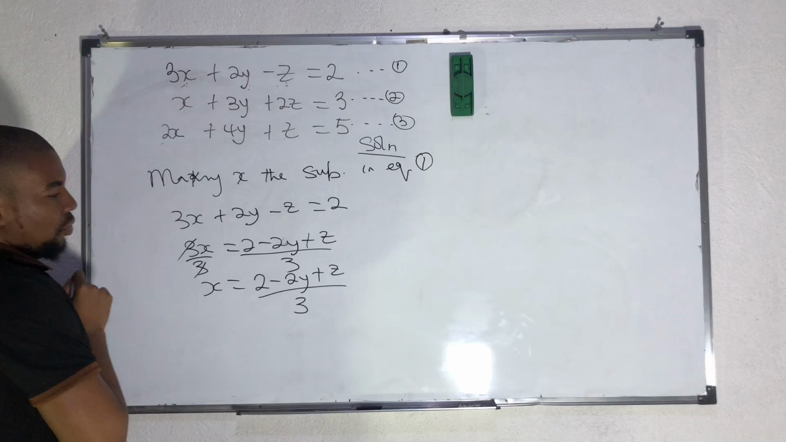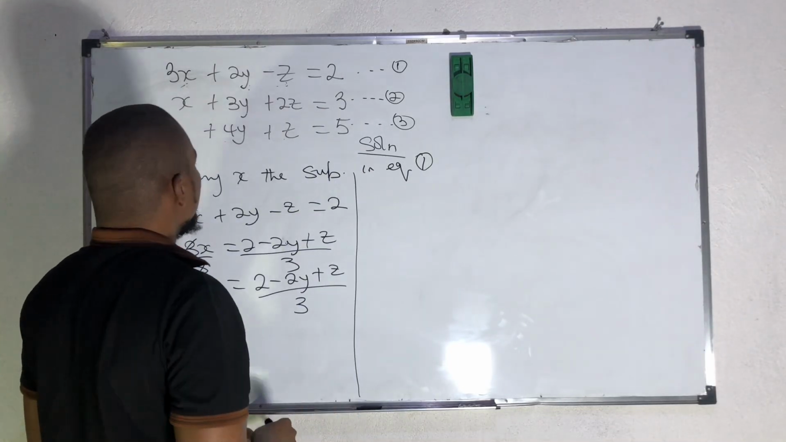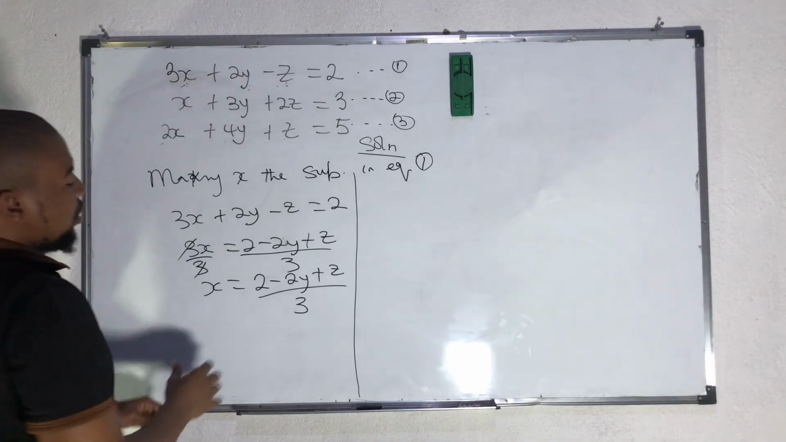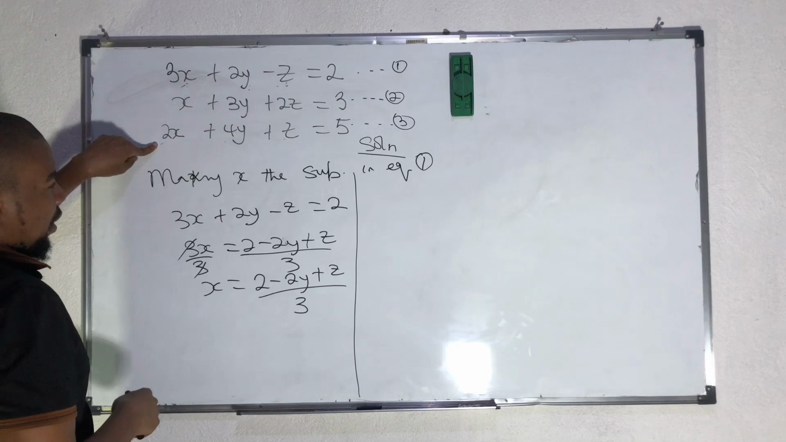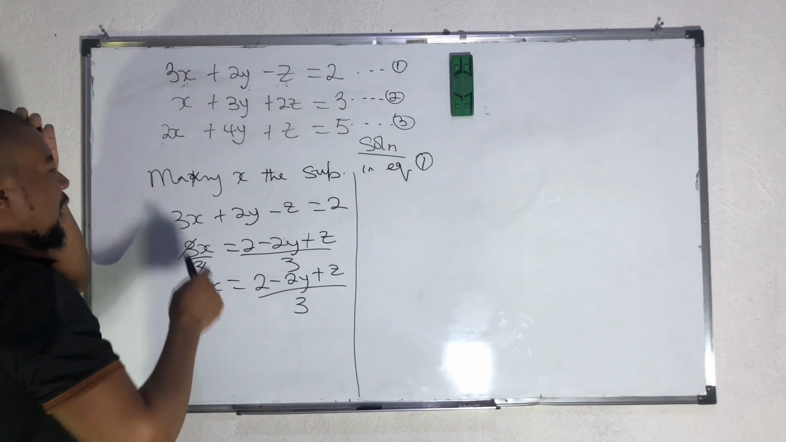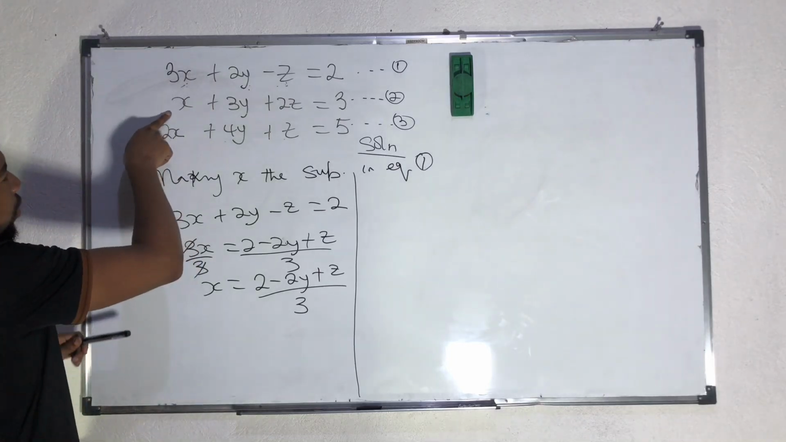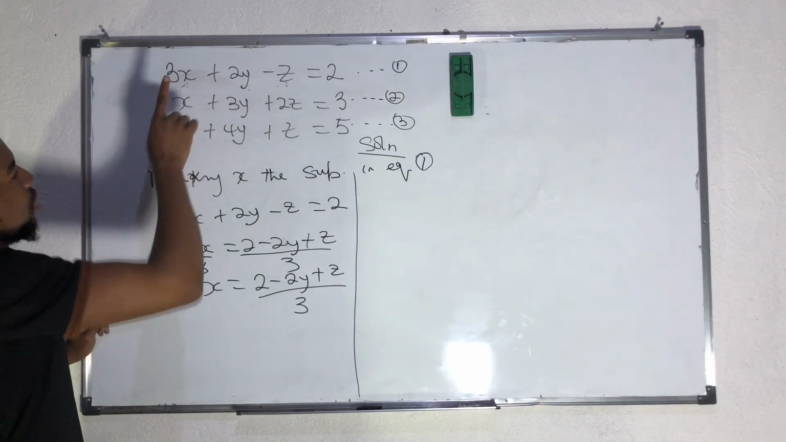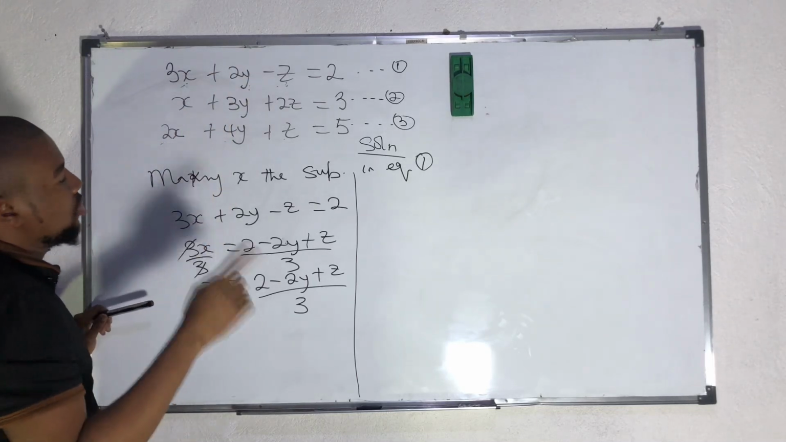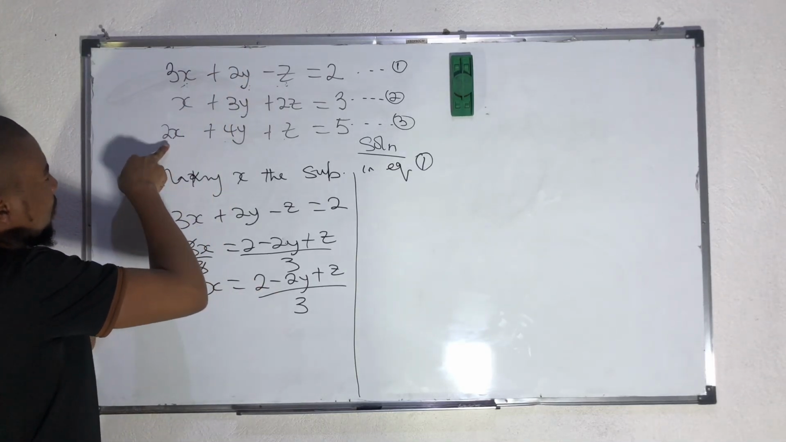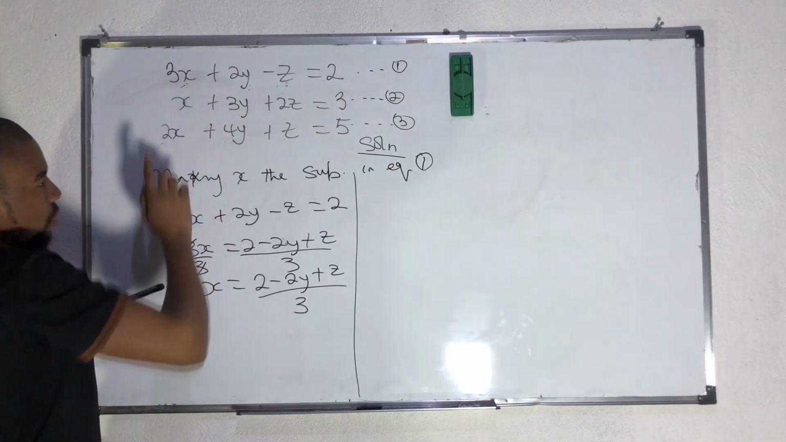Since x is now equal to this, what's the next thing that we're going to do? Next thing to do here is now to substitute the value of x in equation 2 and equation 3. Let's say you made x the subject in equation 2. What you do is to now substitute the value of x in equation 1 and equation 3. Let's also assume you made x the subject in equation 3. You now substitute the value of x in equation 1 and equation 2, right?